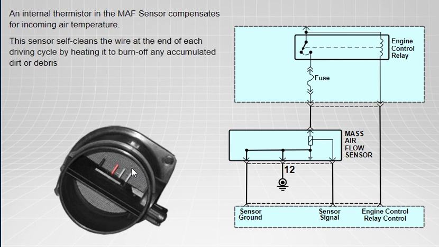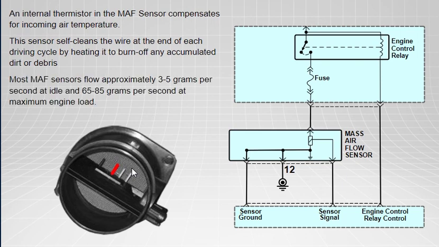This sensor self-cleans the wire at the end of each driving cycle by heating it to burn off any accumulated dirt or debris. Most MAF sensors flow at approximately 3 to 5 grams per second at idle and 65 to 85 grams per second at maximum engine load.